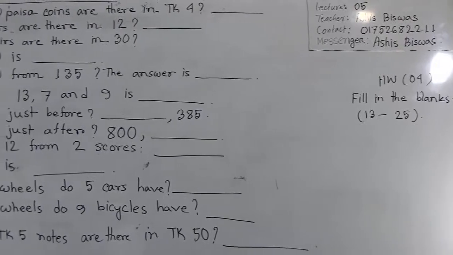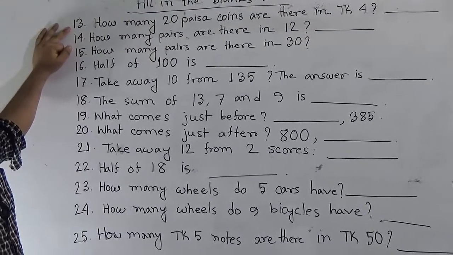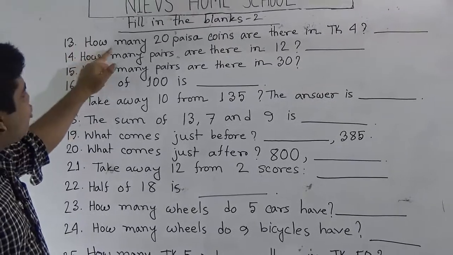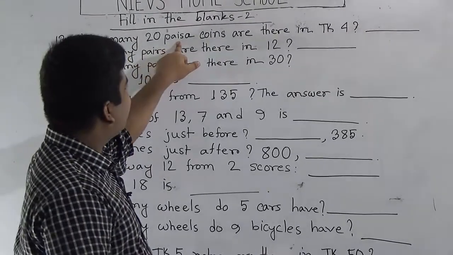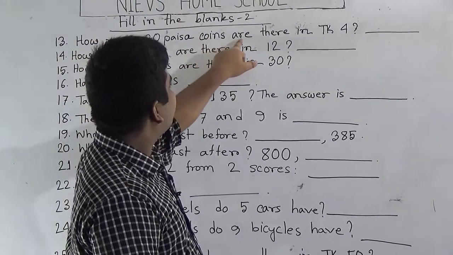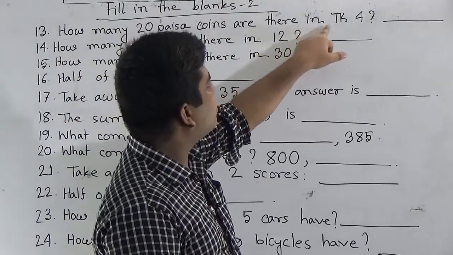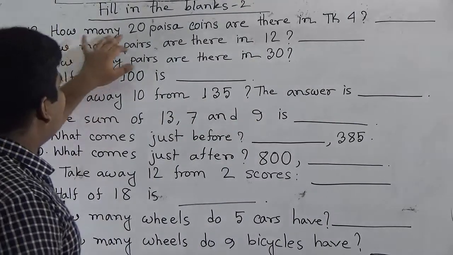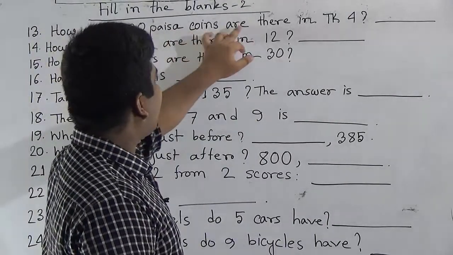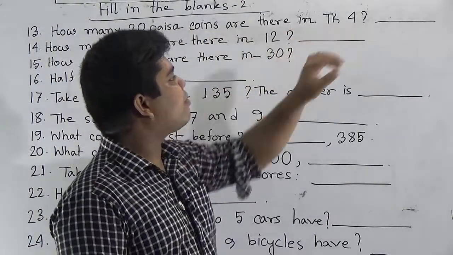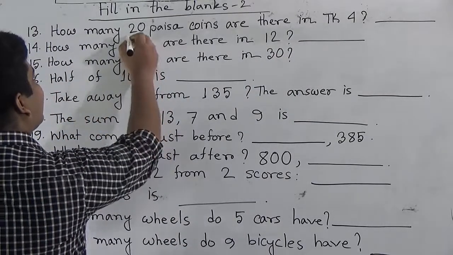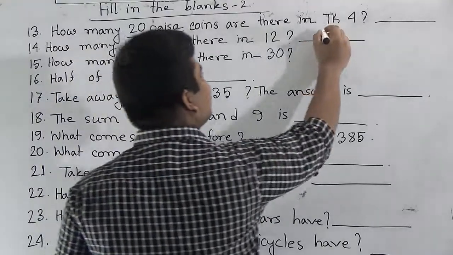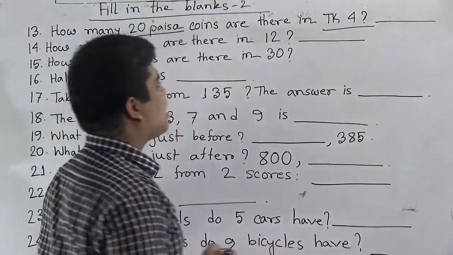At first we shall solve 13 number fill in the blanks. 13 number fill in the blanks is: how many 20 paisa coins are there in Taka 4? My dear students, notice here 20 is in paisa and here 4 is in Taka.